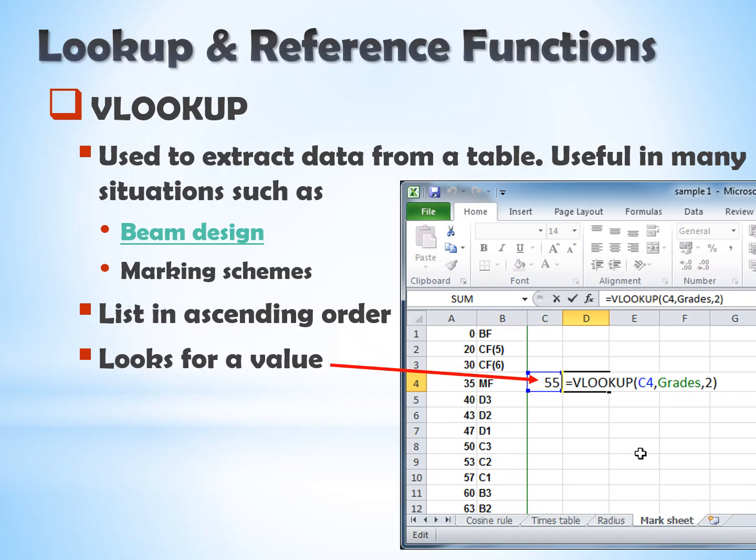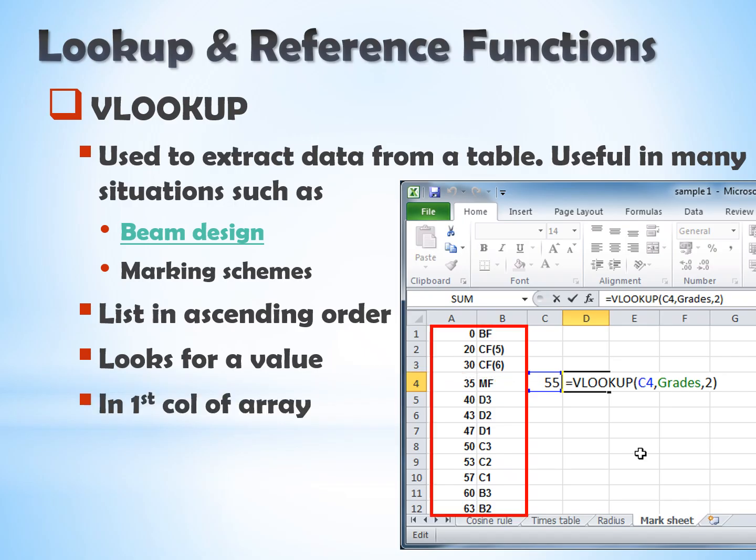VLOOKUP looks for a given value in the first column of the array and extracts the value from its nth column. In the example shown here, VLOOKUP searches for the first value larger than 55 in the first column of the array. After finding the value 57 in cell A10, VLOOKUP goes to row 9 and extracts the value in the second column. This results in an alphanumeric mark C2, which corresponds to the numeric mark 55.